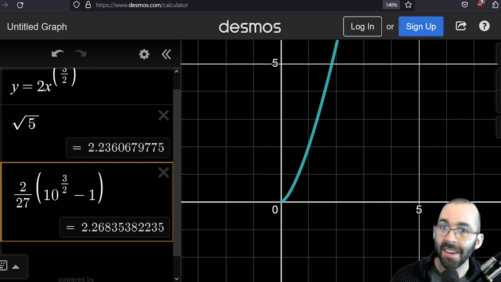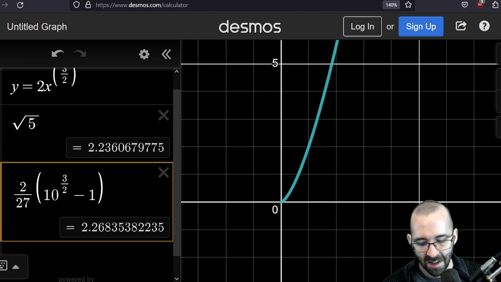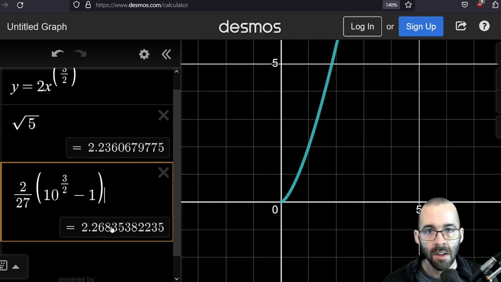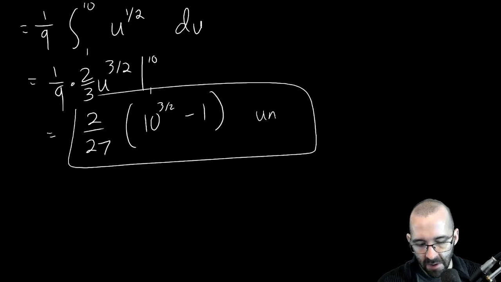Oh, look at that. It's close to our estimate. And again, it's a little bit bigger. Our estimate should always be a little smaller than reality. There we go. That's our final answer. Units long. You could give a decimal approximation here as well.